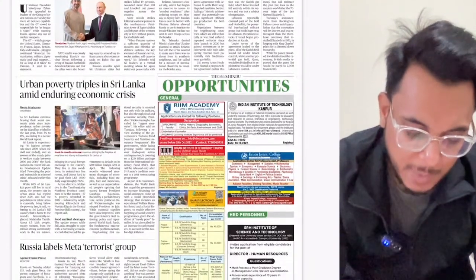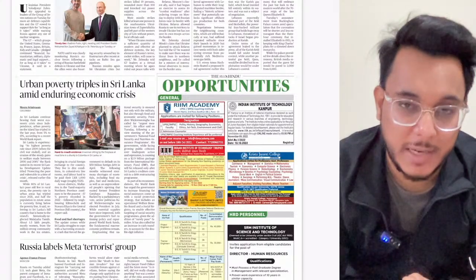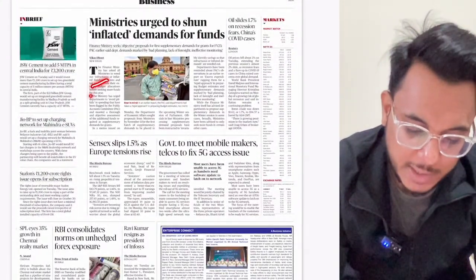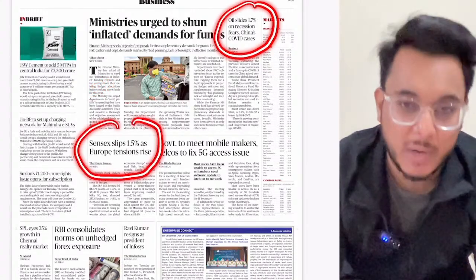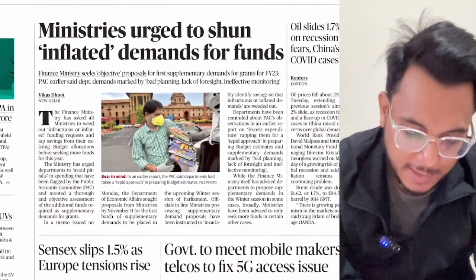Okay, then urban poverty triples in Sri Lanka. So you might know that Sri Lanka is facing a kind of economic crisis right now. Okay, ministries urge to shun inflated demands for funds. Oil slides 1.7%, Sensex slips 1.5%. Not an important article. The ministries urge to shun the inflated demands for funds.